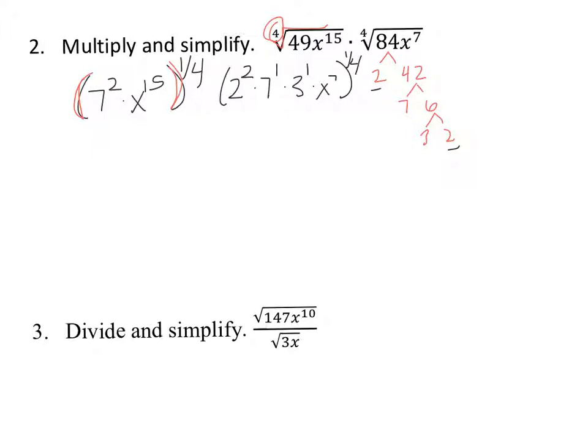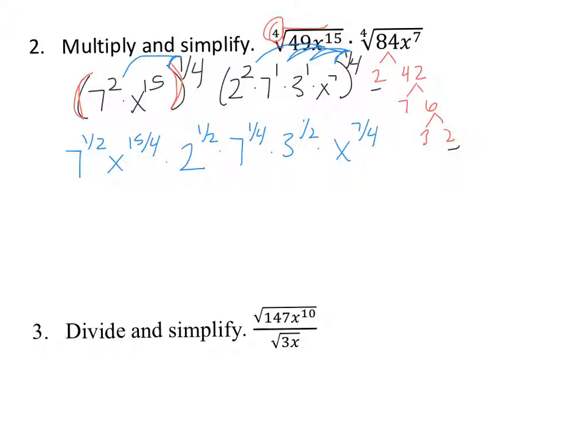So now I'm going to do my power to my power. So I have to think in my head, what do I do with the power to the power? I multiply exponents. So this becomes 7, if I do 2 times 1/4, that's 1/2. x to the 15/4 times 2 to the 1/2 power, 7 to the 1/4 power, 3 to the 1/2 power, x to the 7/4 power. Oh, that's kind of long.